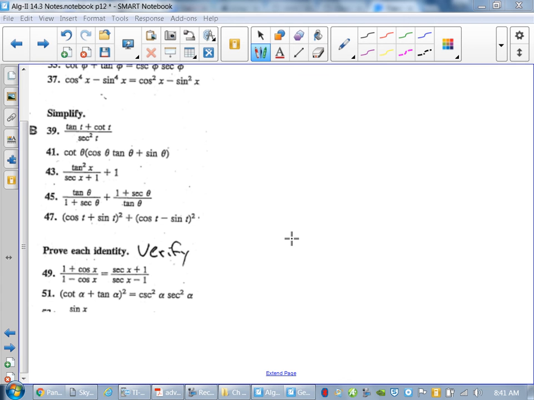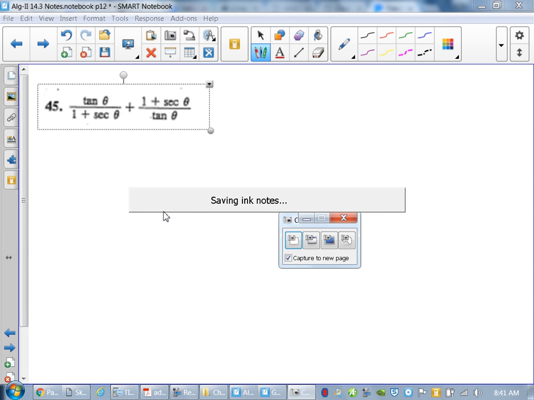I feel like this somehow ends up being that one, the tan squared equals 1 plus 3. Yep, we have to do a common denominator on this one. It just gets a little messy.